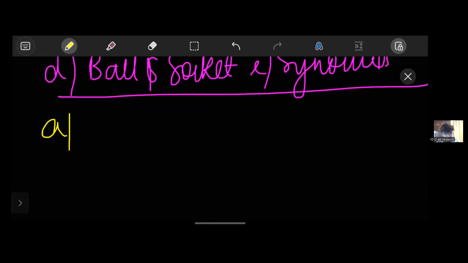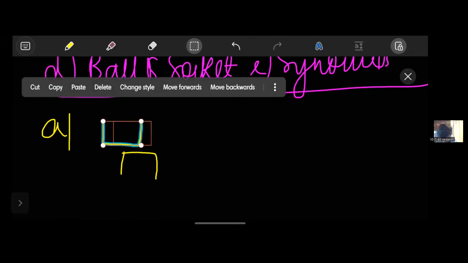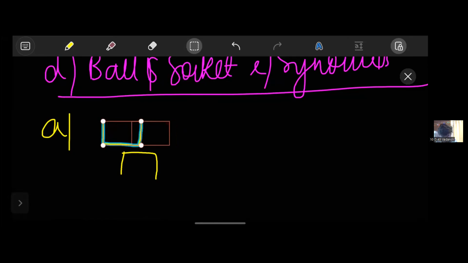Gliding joints occur between the bones of your wrist and also between the bones of your ankle as well as between vertebrae. So gliding joints glide like this. For example, this is the vertebra. So they move to and fro. I cannot actually tell you like this, but I guess I can. They move back, then front, then back. So they glide along like this.